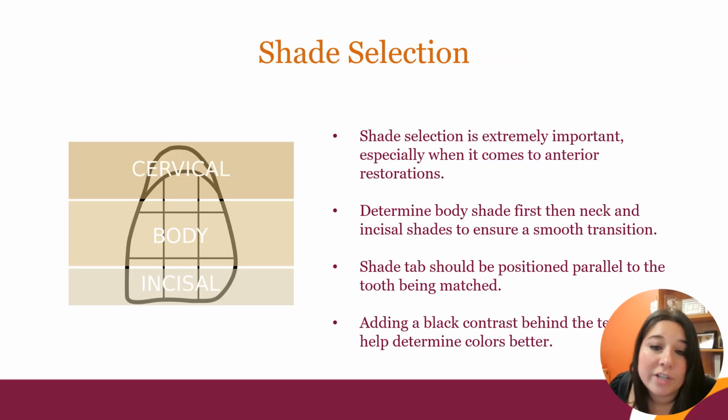So going more into shade selection, it's usually a good idea to determine the body shade of the tooth first, and then determine the cervical and incisal edge shades to ensure that there's a smooth transition between them all. As you can see in the picture there, usually teeth don't have just one shade from top to bottom. It's usually a little bit darker around the cervical third, a little bit lighter at the body, and then usually at the incisal edge it is lighter, even more translucent.